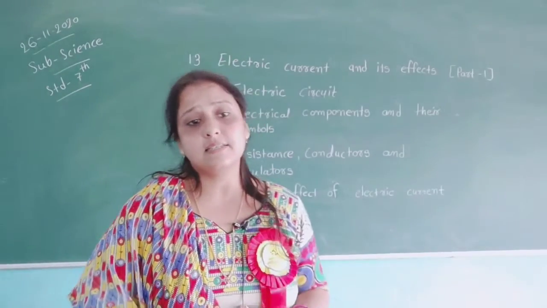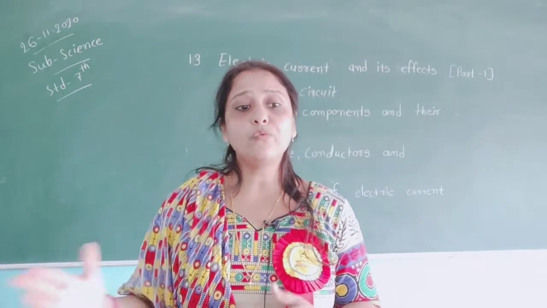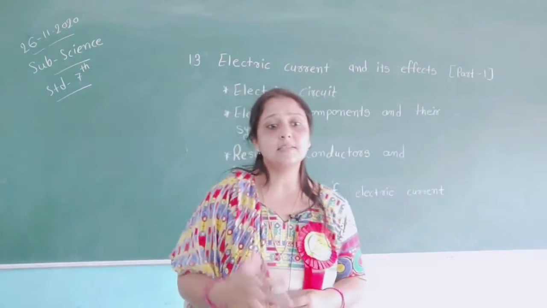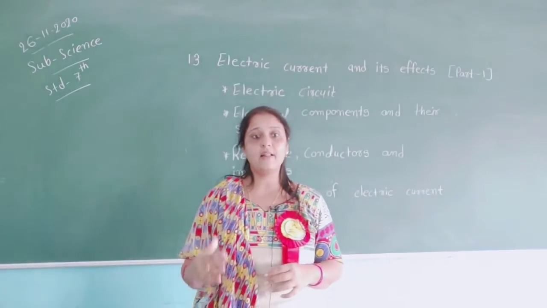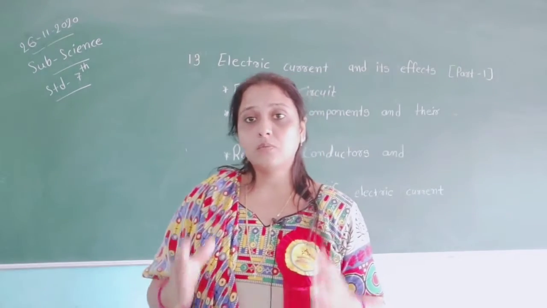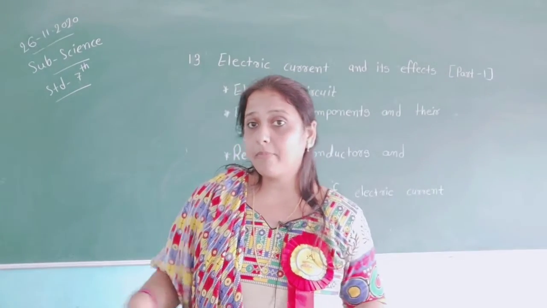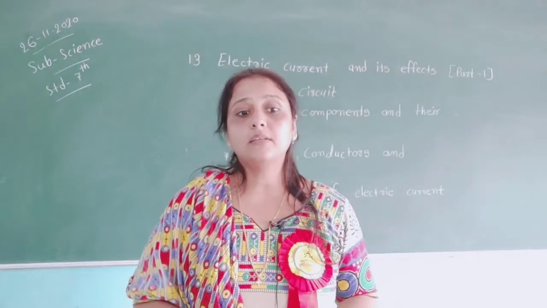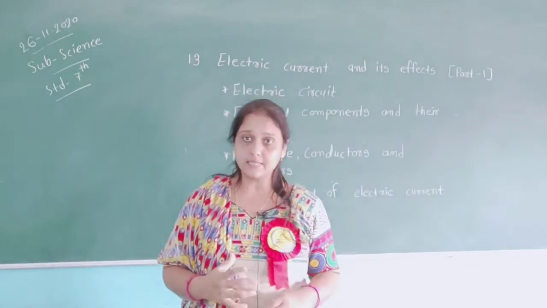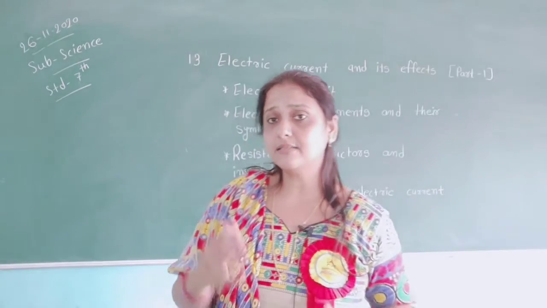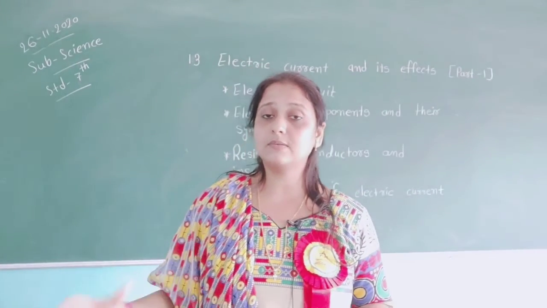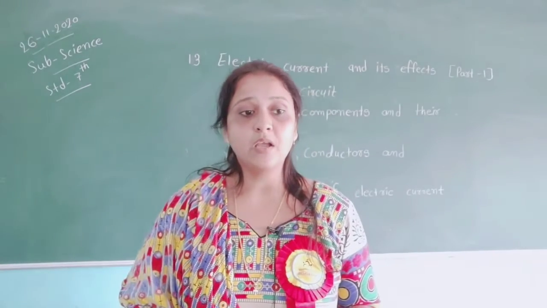Then electric circuit. The flow of electric current is possible only when the charges flow or travel along a closed path. Current always flows in a path. The path along which electric current can flow is called an electric circuit. Electric circuit means current passes in a path. This is called an electric circuit.